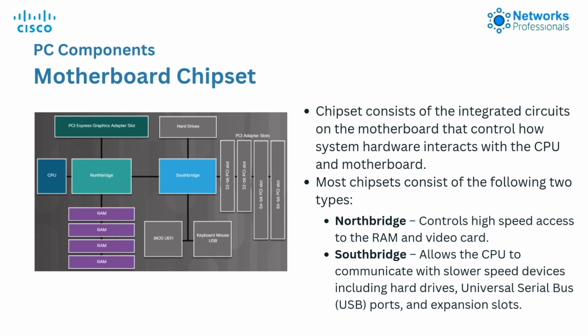Motherboard chipset. Chipset consists of the integrated circuits on the motherboard that control how system hardware interacts with the CPU and motherboard. Most chipsets consist of the following two types. Northbridge controls high-speed access to the RAM and video card. Southbridge allows the CPU to communicate with slower speed devices including hard drives, universal serial bus, USB ports, and expansion slots.